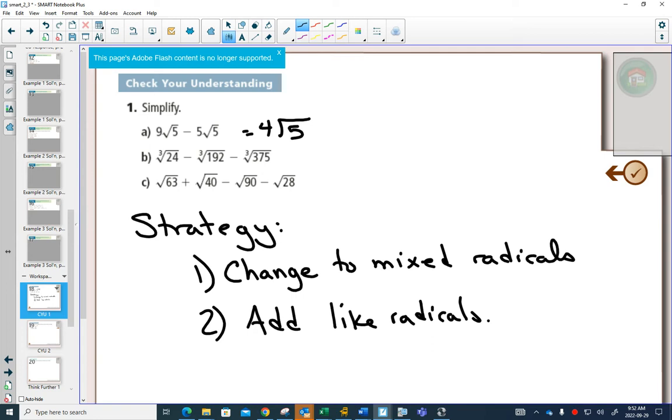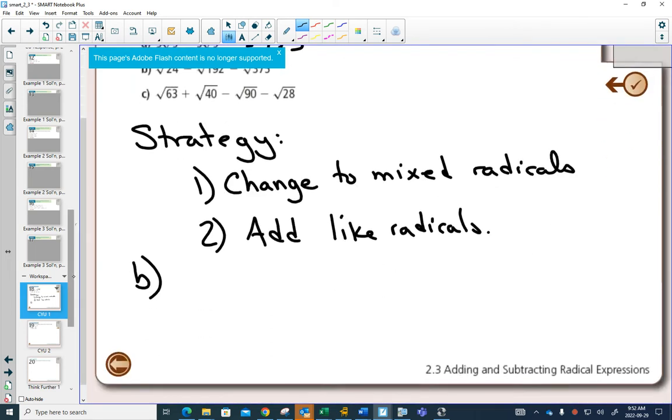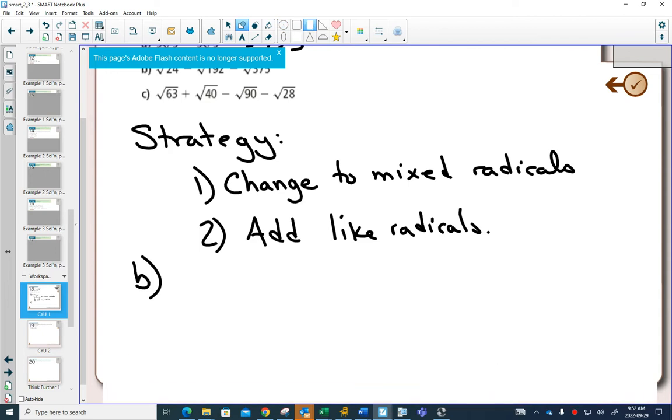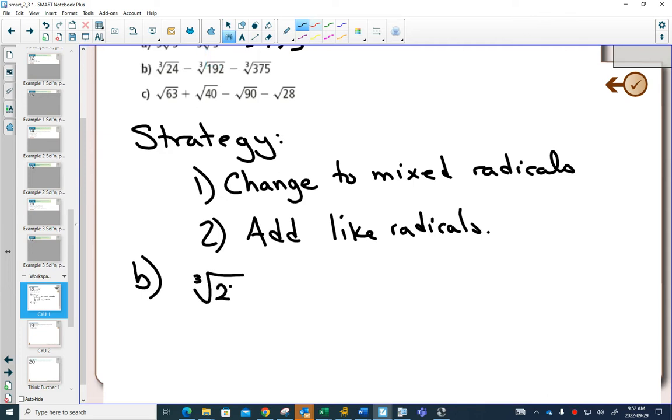Part B, they are not like radicals currently. We need to figure out what family they belong to. So I'm going to rewrite part B here. So we started with the cube root of 24 minus the cube root of 192 minus the cube root of 375.